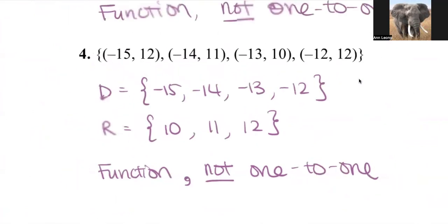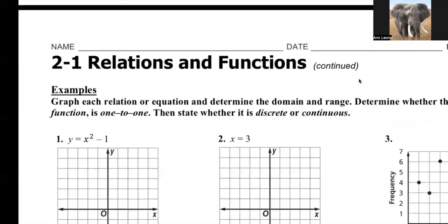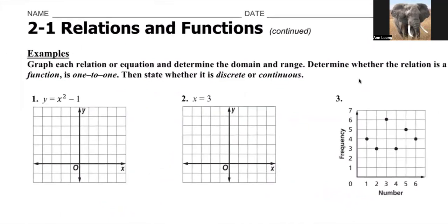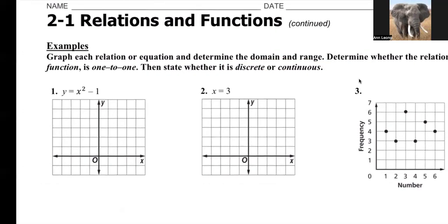Okay, let's flip to the back. Here we go. Same examples, but now in a different form. They want you to graph it first, and based off of that graph, determine the domain and range, and determine if it's a function or whether or not it's one-to-one. And then we'll talk about this discrete or continuous in the directions too.